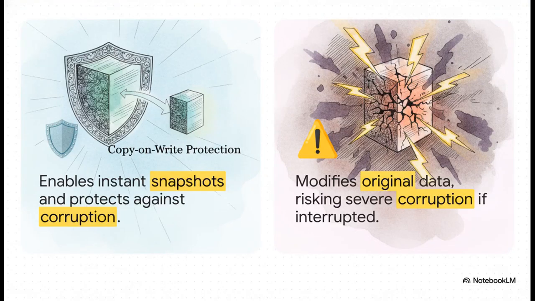The contrast in safety here is just stark. Copy on write completely protects you from partial write corruption. If the power fails right in the middle of a write, your original data is totally untouched and safe. Compare that with traditional in-place overwriting, which actually destructively modifies the original data on the disk. If that gets interrupted, you are risking severe, irreversible corruption. And as a huge bonus, copy on write is what enables those instantaneous snapshots we all rely on, because all you're really doing is saving the current state of those tiny pointers.